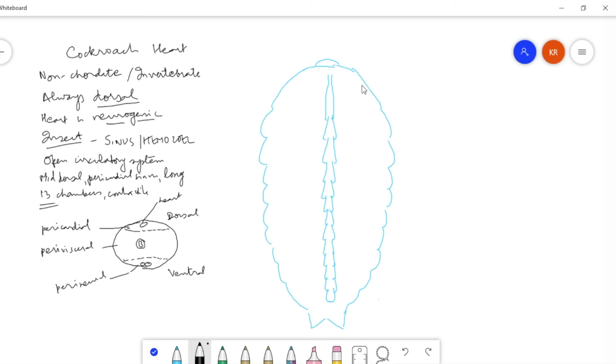So here I have already drawn a diagram where these are the thoracic segments. All these are thoracic segments. These are the abdominal segments, and this is the heart.